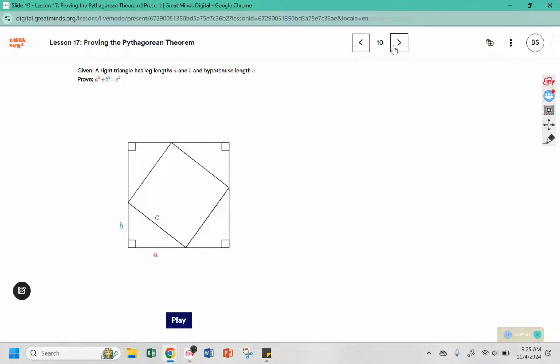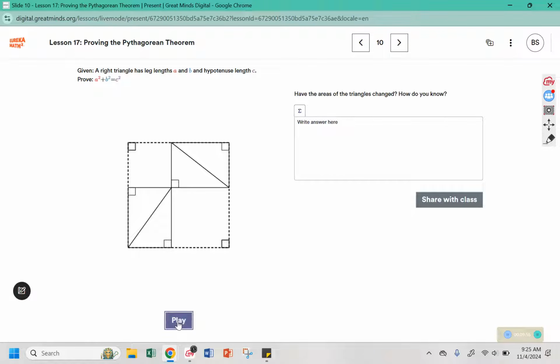Given a right triangle with lengths A, B, and hypotenuse C, they've translated those triangles. So there's 1, 2, 3, 4 triangles still, but they've repositioned them. Have the areas of the triangles changed? No. The triangles are the same. They have just been translated.